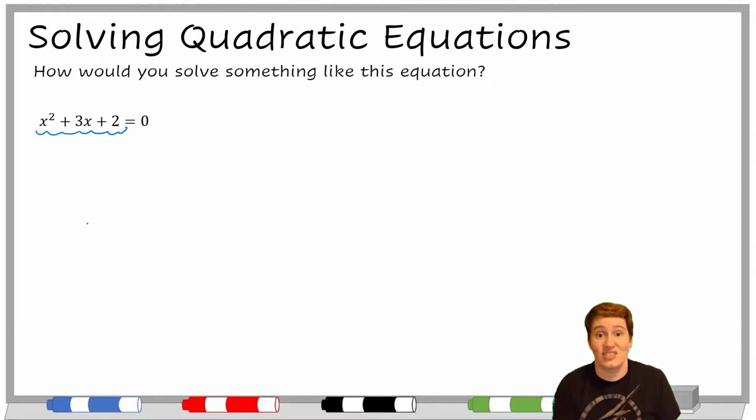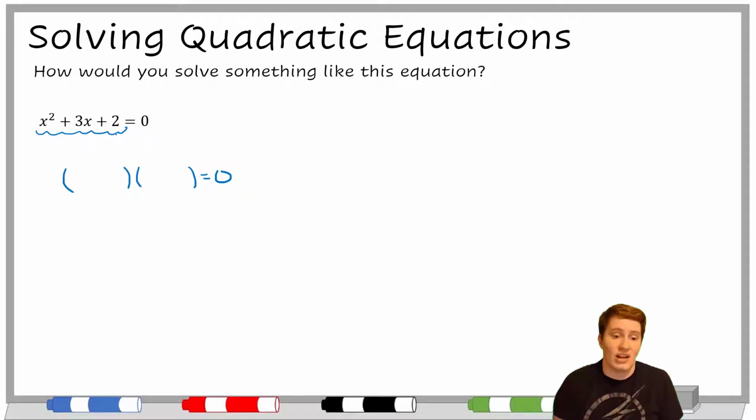And the title of this lesson is Solve by Factoring. So let's factor this and then try to figure out why in the world that would be helpful. So to factor this, we're going to ignore the equals 0 and factor into two parentheses, but then we're going to write equals 0 next to it.